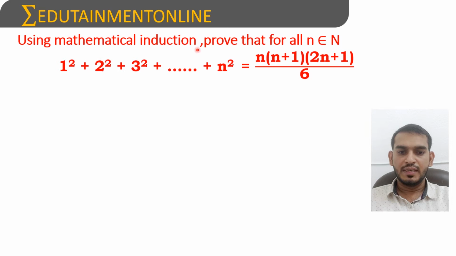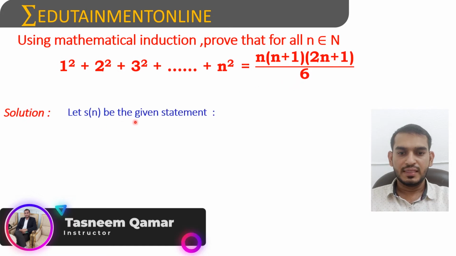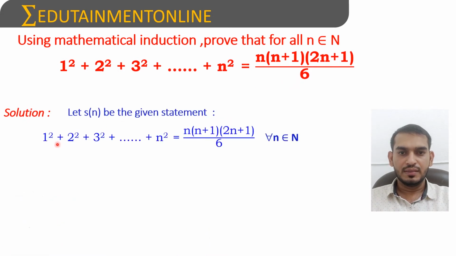Using mathematical induction, prove that for all natural numbers, 1 square plus 2 square plus 3 square up to n square is equal to n into n plus 1 into 2n plus 1 by 6. Let S of n be the given statement: 1 square plus 2 square plus 3 square up to n square is equal to n into n plus 1 into 2n plus 1 by 6. The nth term of the given series is n square.